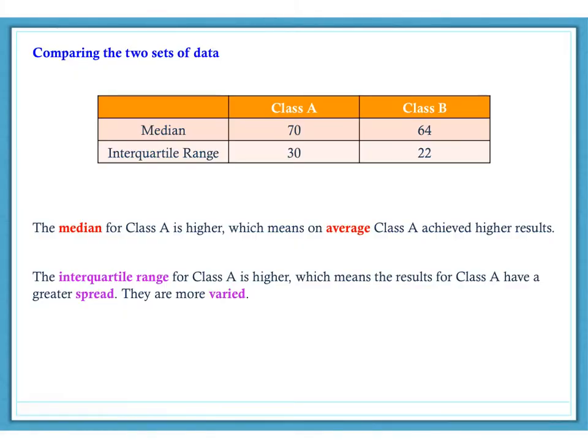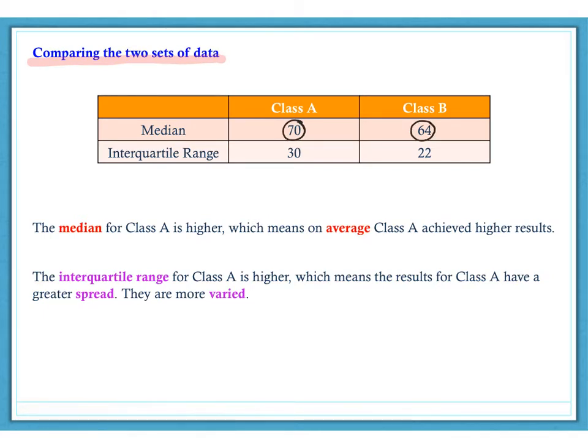Now let's have a look at comparing the two sets of data in more detail. The results for class A and class B are summarised by their median and their interquartile range. If you're going to compare sets of data, a good way of comparing them can be to compare the median or average value and then the interquartile range. So let's look at class A first of all. Its median is 70 compared to a median of 64 for class B.